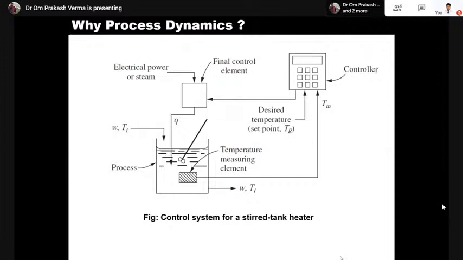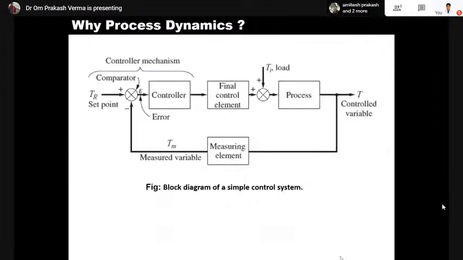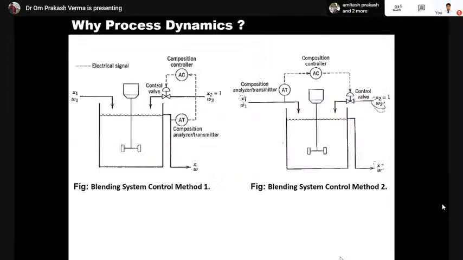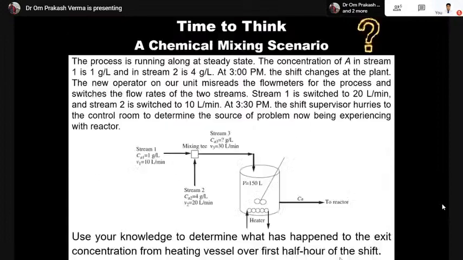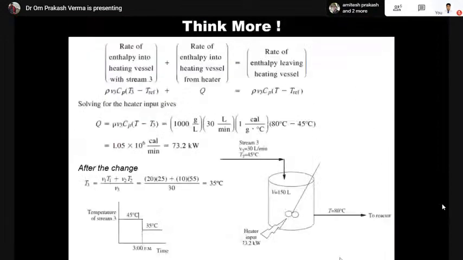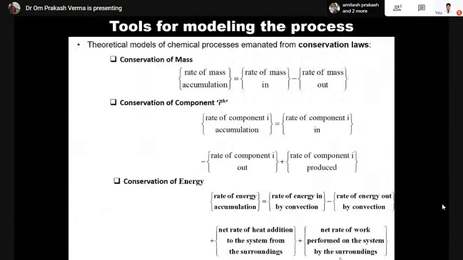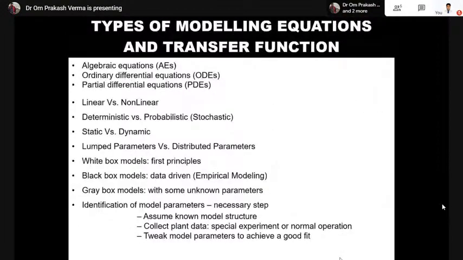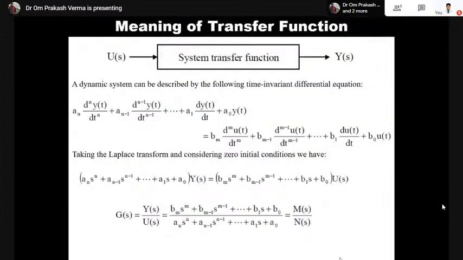how a process model is developed. What are the different types of models we have, such as linear, nonlinear, lumped, and distributed. We have already studied different types of problems. Also, we have seen a case study and how the model is developed. We have already understood these things.